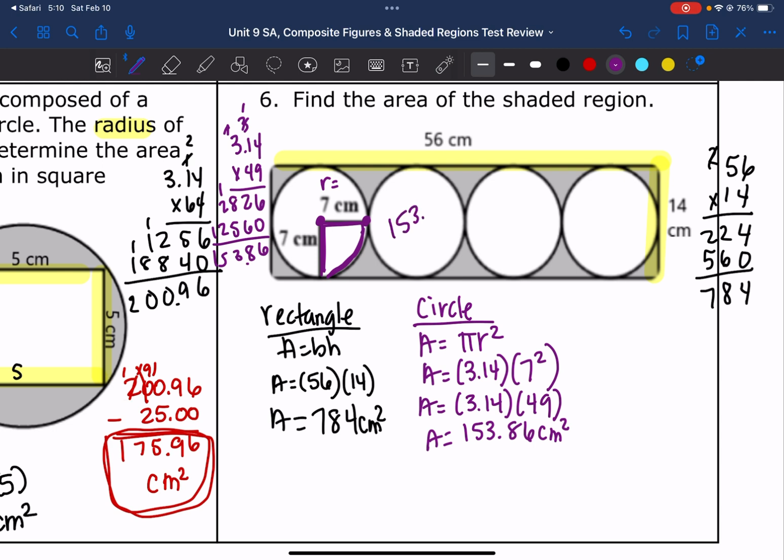So one circle is going to be this. But that means all of them are 153.86, like each one of these, okay? Now, we can either add up all of this. Hold on, let me erase this and rewrite it.